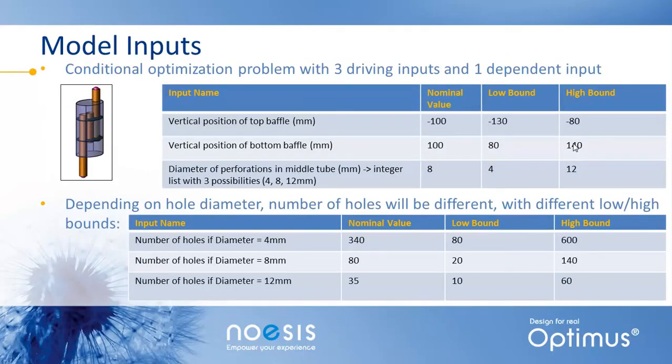So the inputs for this optimization problem are the following. We can change the vertical positions of these baffles. We can also change the diameters of the holes in the middle and in the inlet pipe. And depending on the diameter of the perforations, we can punch more or less holes in the muffler. So this will be a depending optimization problem, and thanks to Optimus conditional workflows, it is very easy to deal with these.